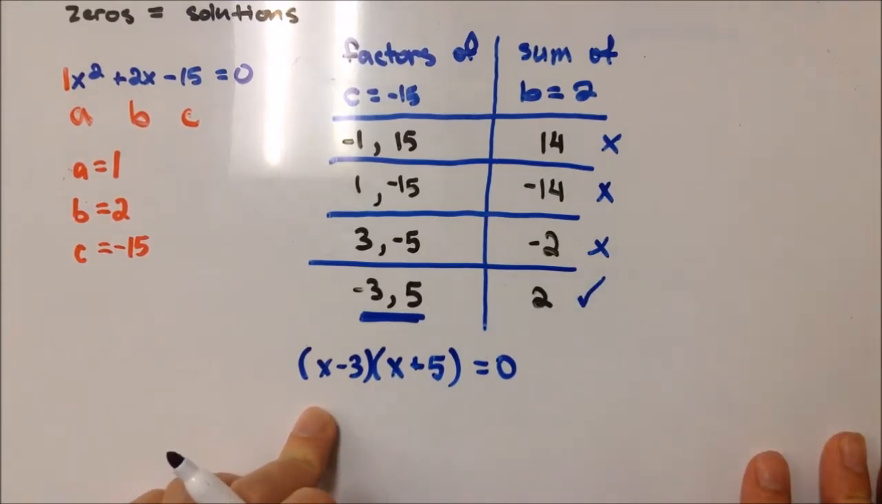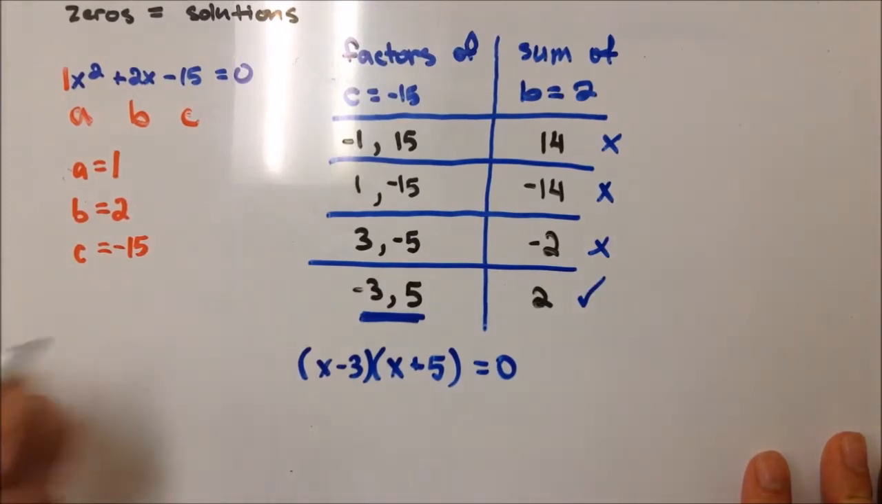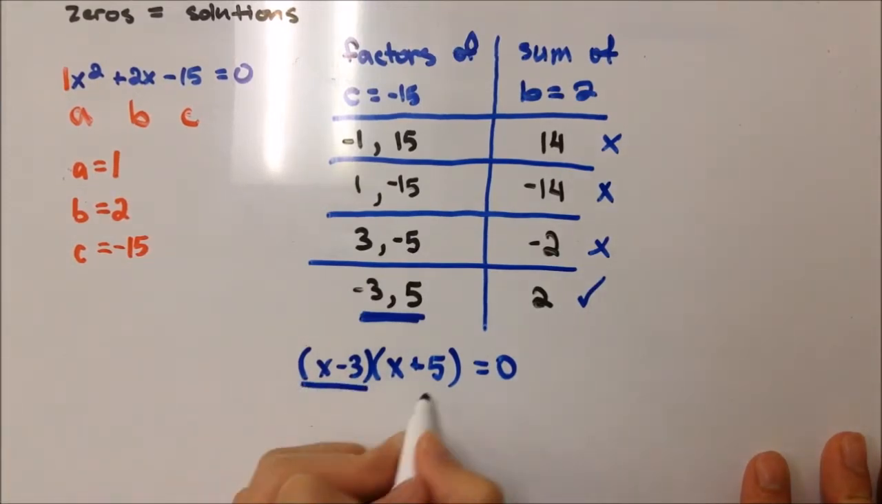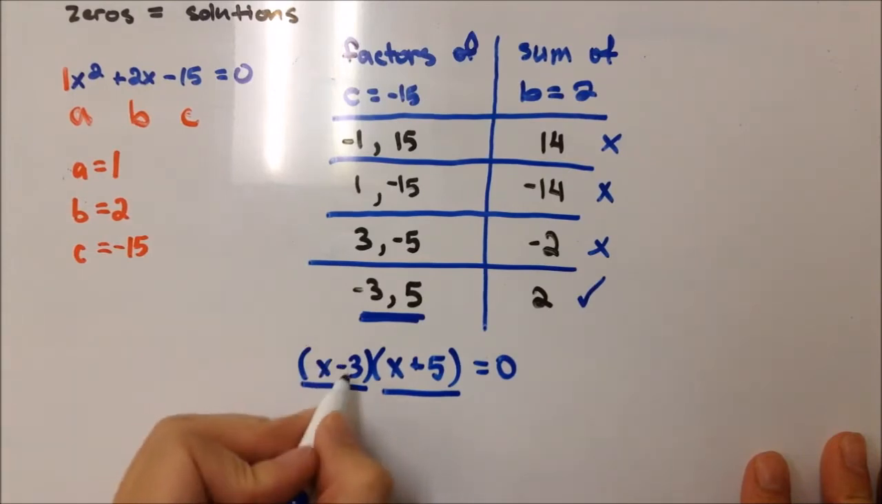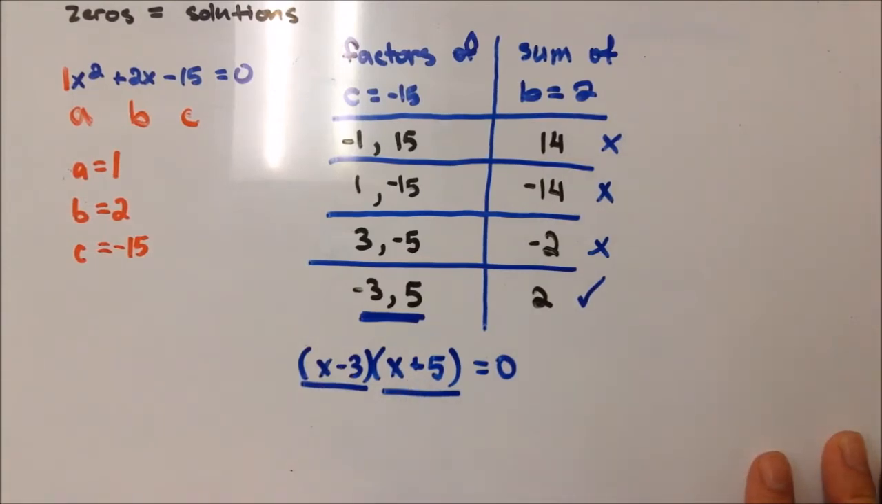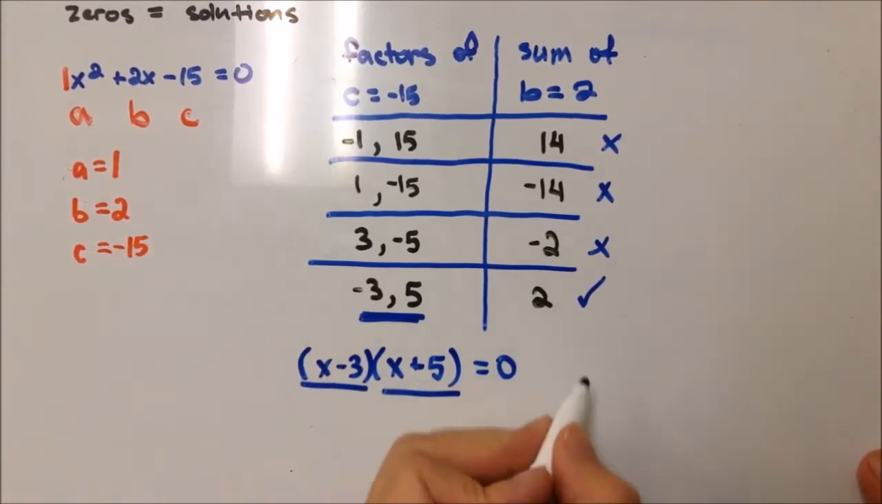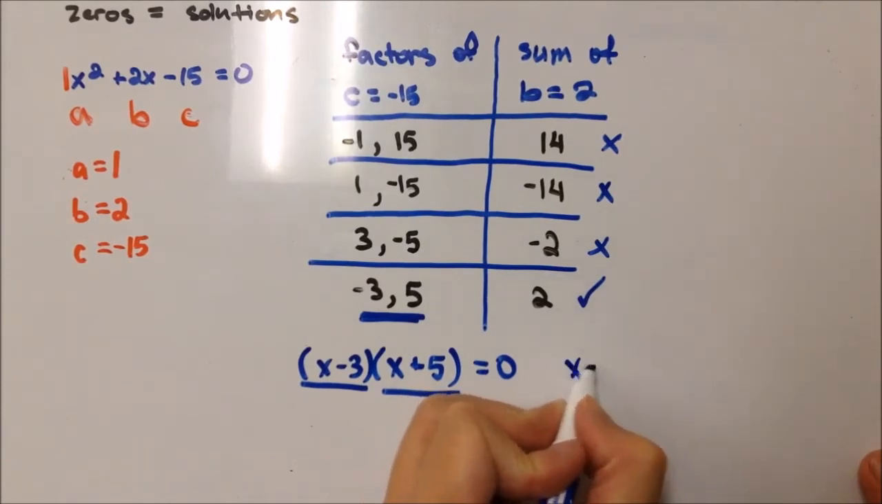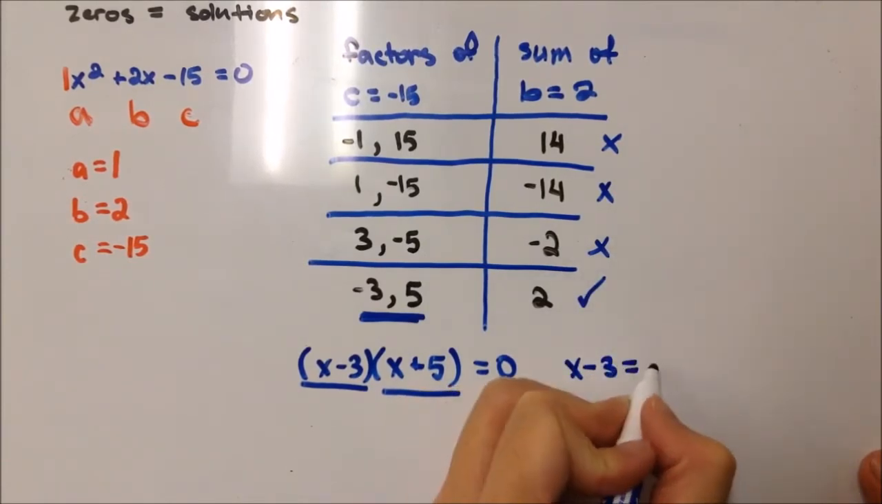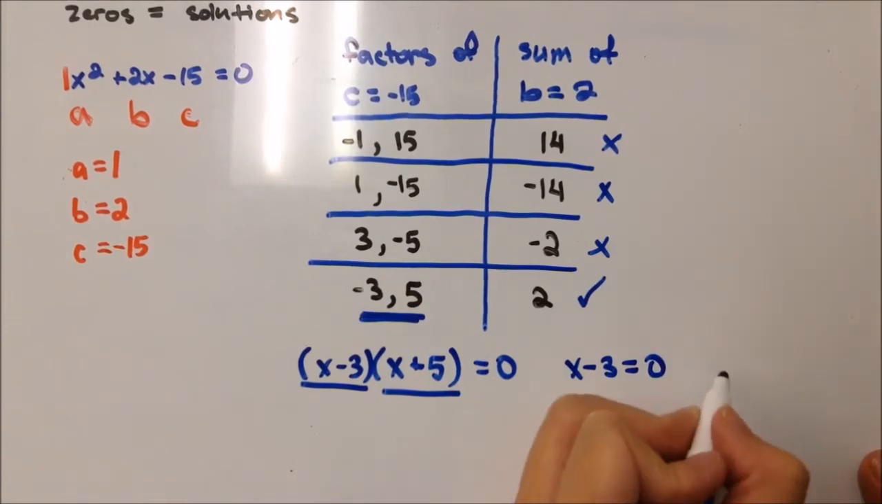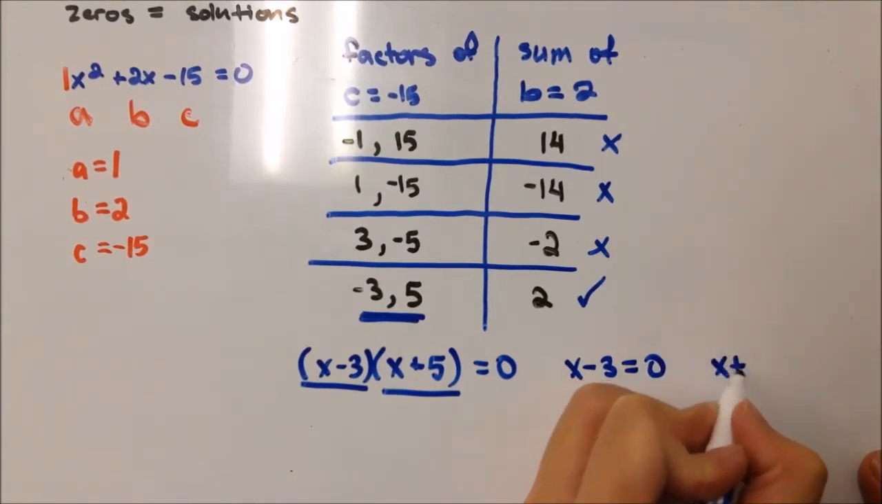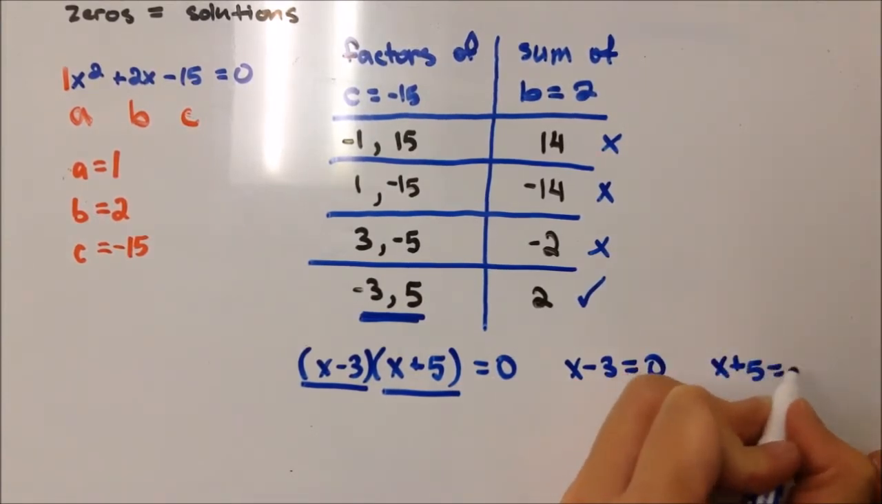Now since we are looking for zeros or solutions, what we're going to do is set these two factors, x minus 3 and x plus 5, equal to 0. So I'm going to write on this side, x minus 3 equals 0. And then x plus 5 equals 0.